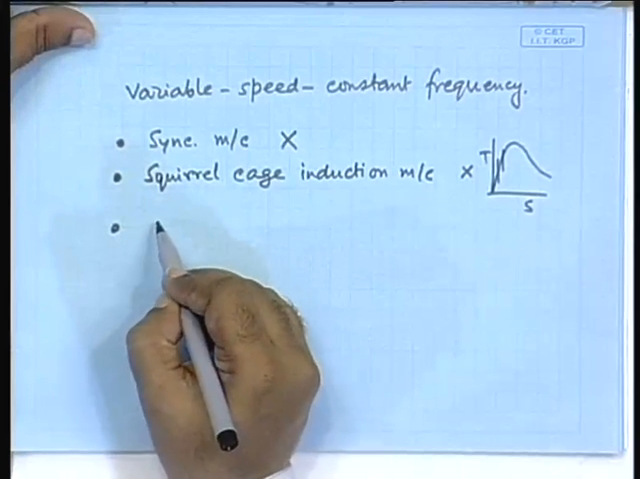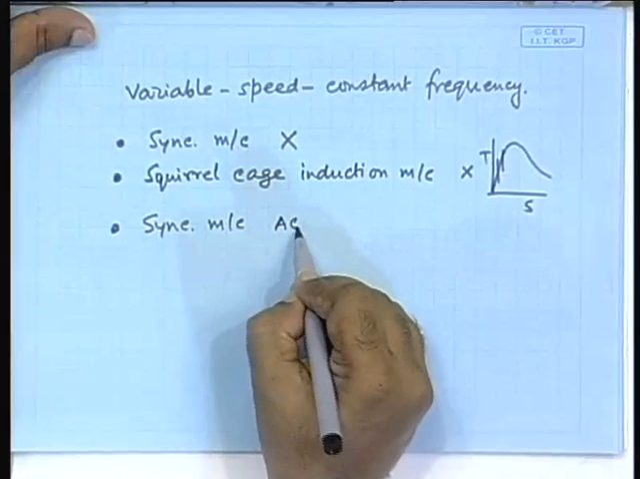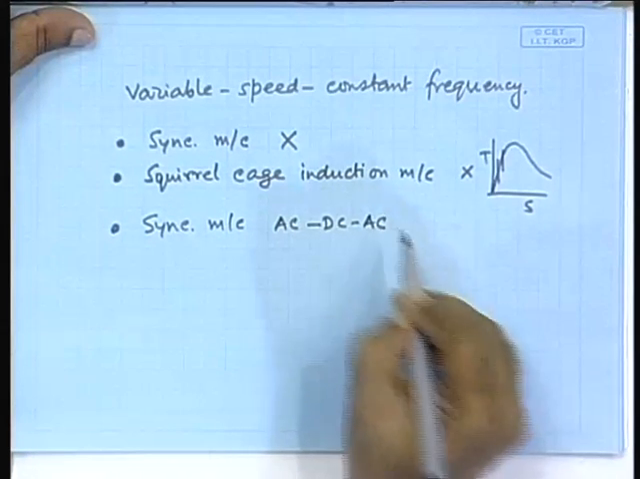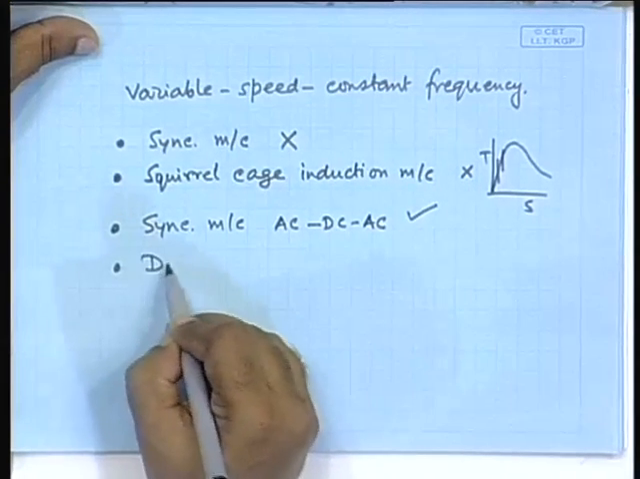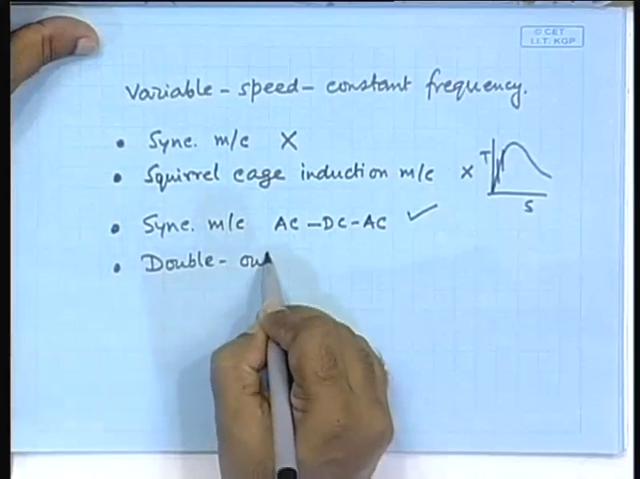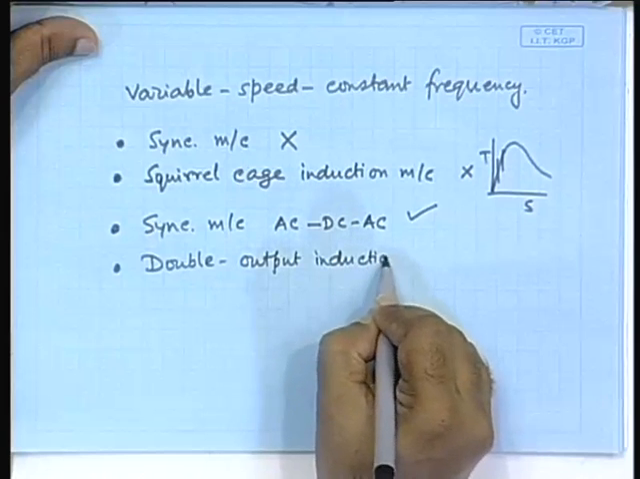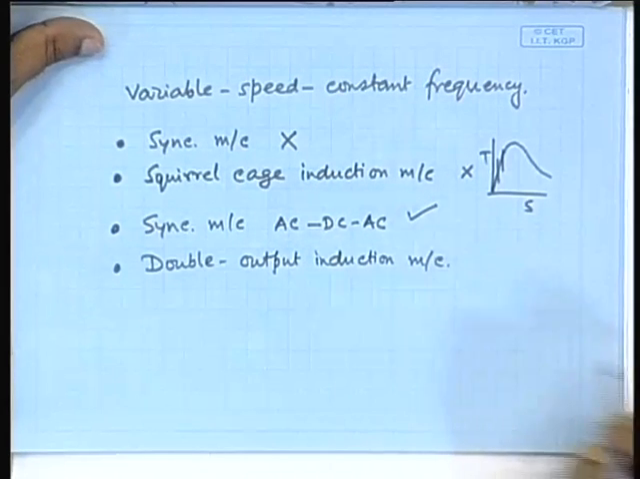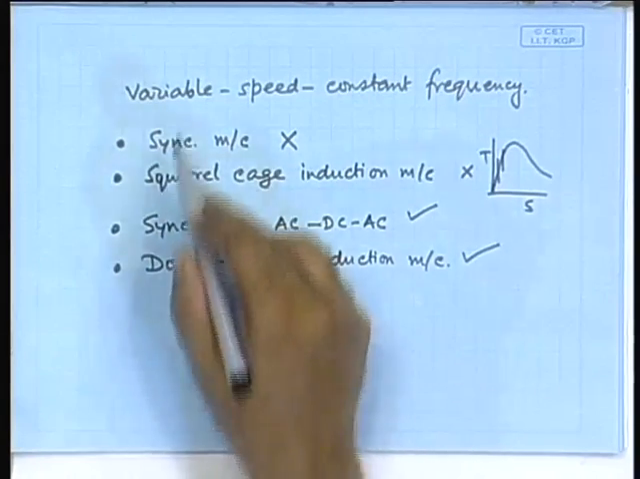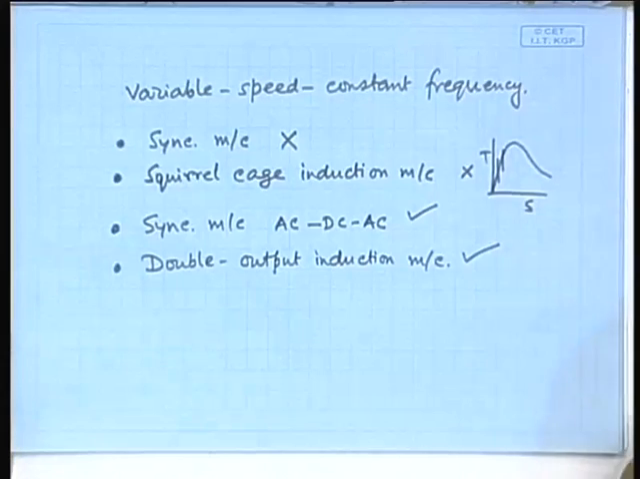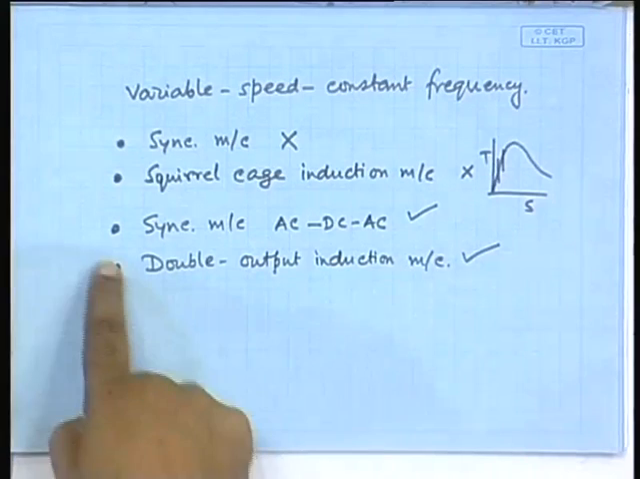Third option was a synchronous machine and then an AC, DC, AC system, which is a variable speed system, and the double output induction machine, which is also a variable speed system. So presently the things that are being considered are mainly these two options.